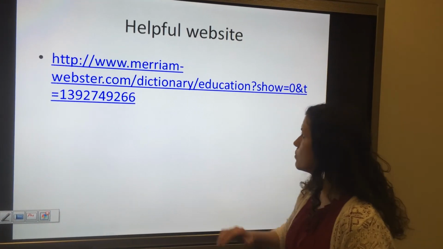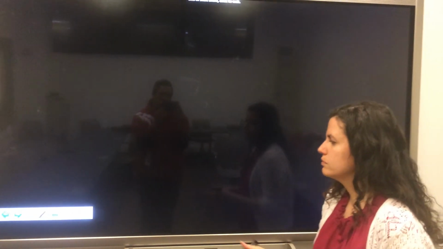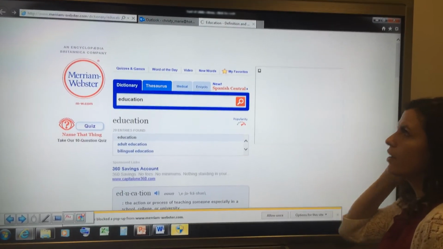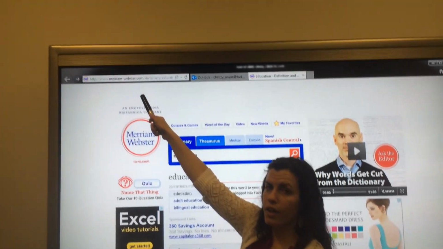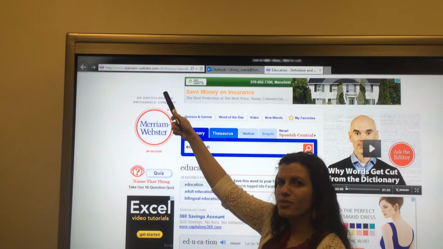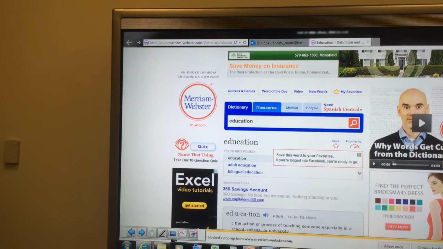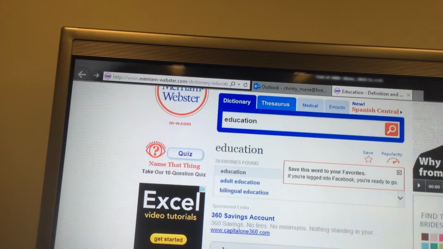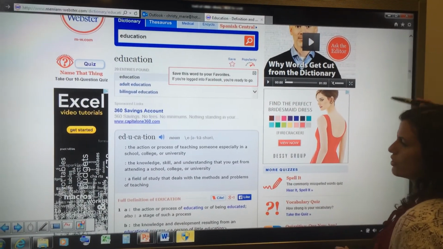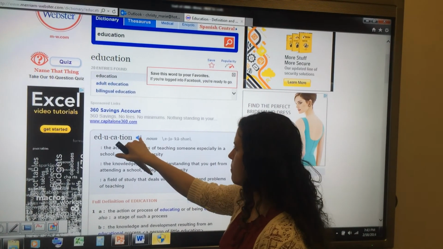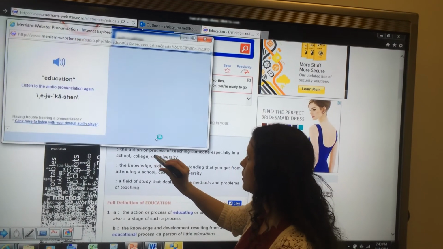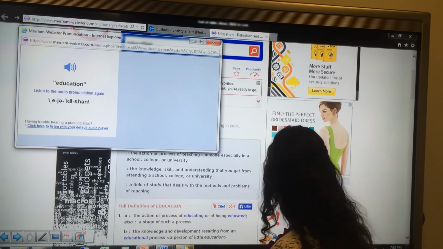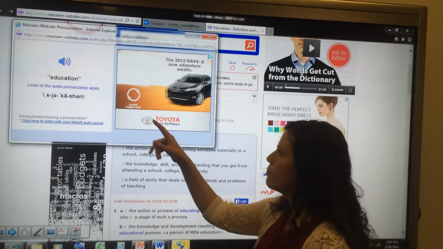Now on the last slide, this is a really useful website that I like. Okay. Now, this is Merriam-Webster.com, okay? You can use this website to help you look up words that you're not sure how to pronounce, okay? So here is the word education, like we just looked at, and here you could tap the microphone and it should pronounce it. Education. There we go. It will pronounce the word for you.